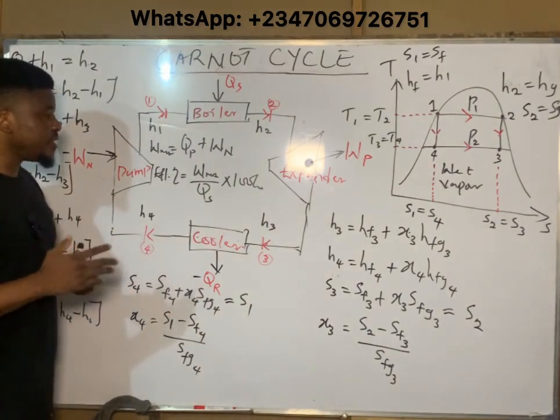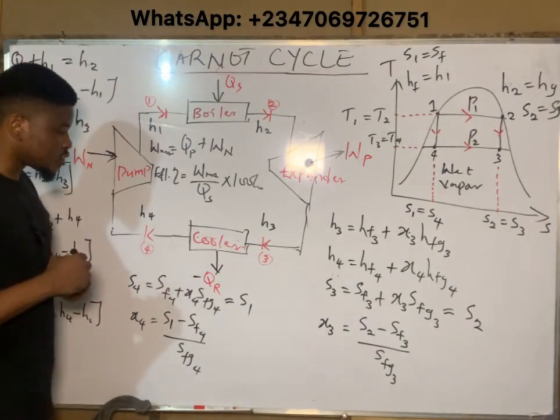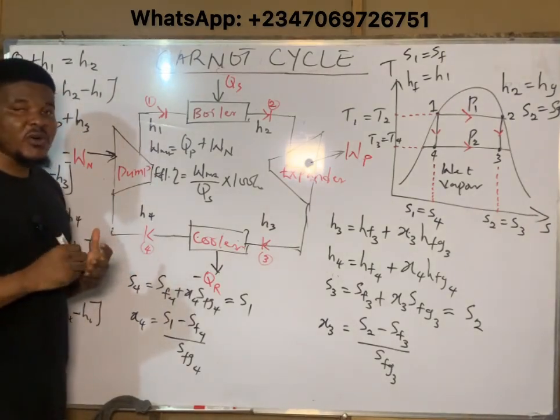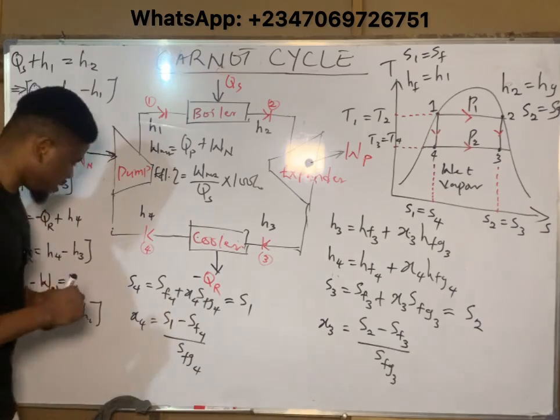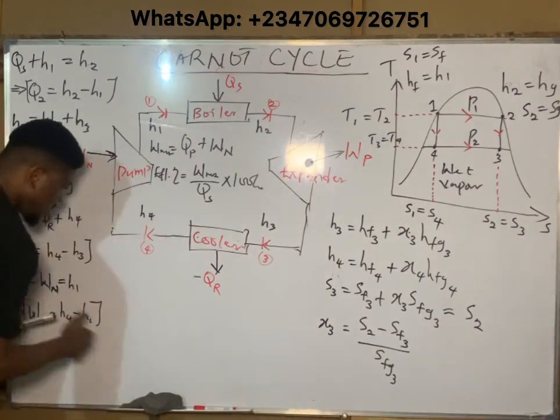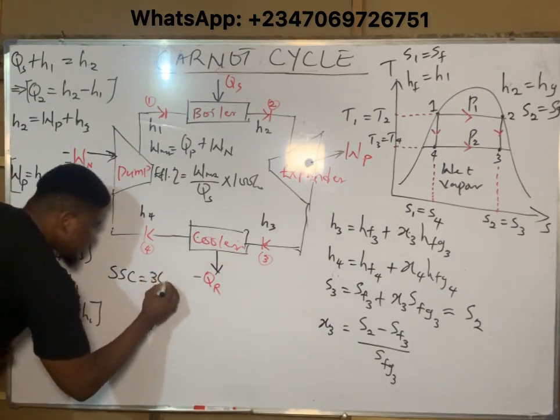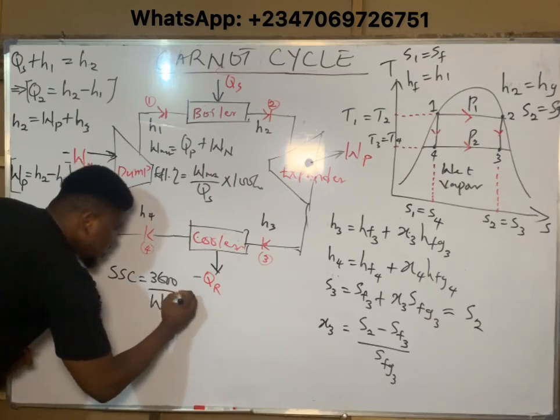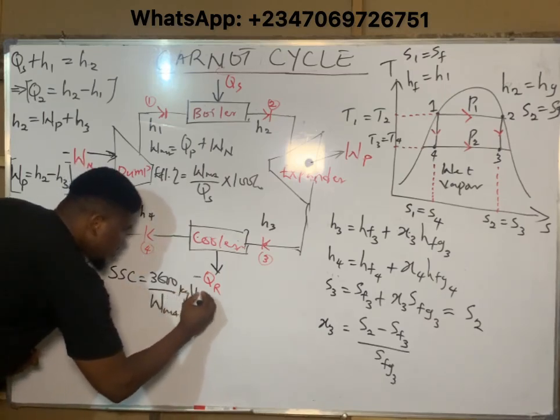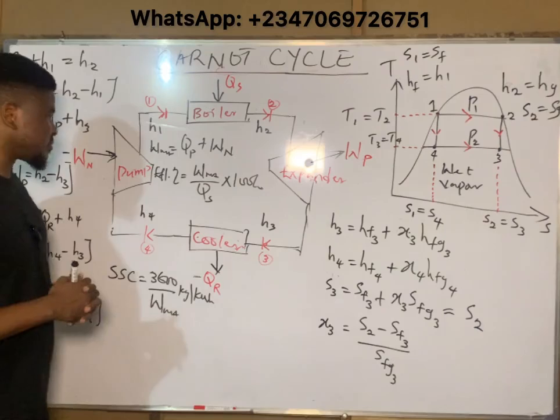The next question could be, calculate the specific steam consumption. Specific steam consumption is simply the ratio of 3,600 divided by network, and the unit is kilograms per kilowatt hour. That's the formula for the specific steam consumption.